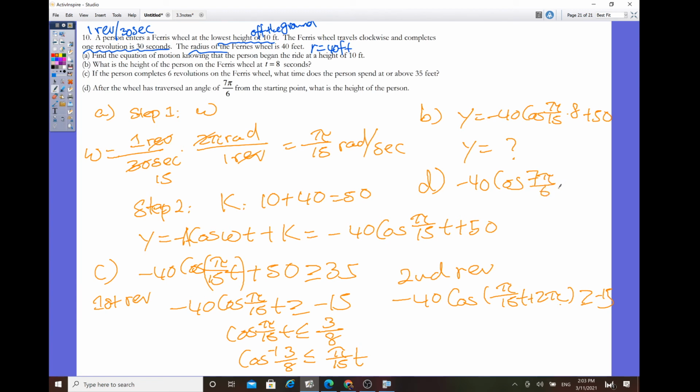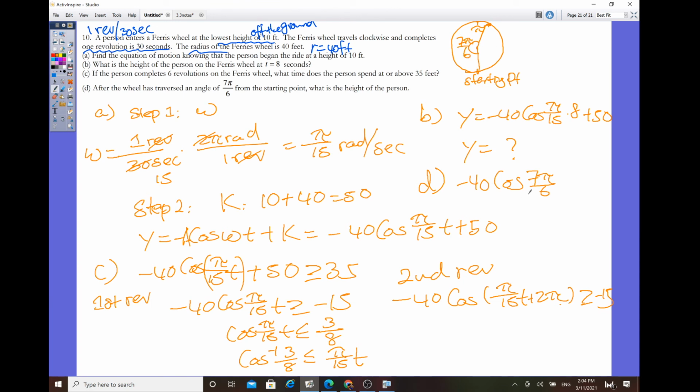Now 7 pi over 6, we're going by the Ferris wheel. So here's what we consider pi. If that's 7 pi over 6, it just barely passed pi, because once you go half of a Ferris wheel, that would be pi, 180 degrees. So 7 pi over 6. Again, here's the starting point, and then 7 pi over 6 would be over here. So that angle.